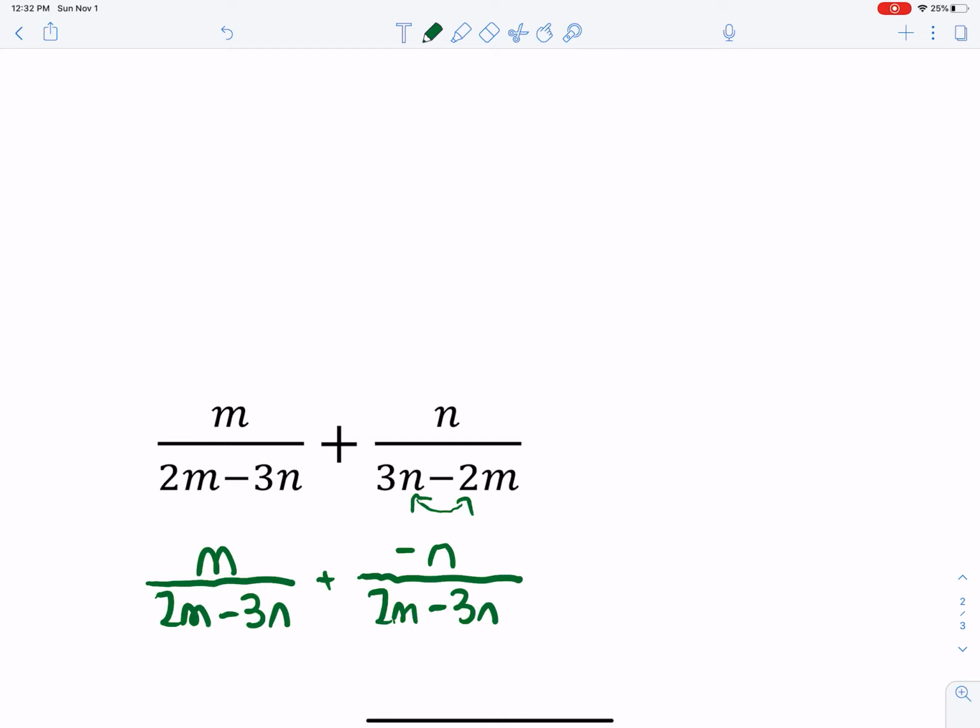And now those fractions already do have a common denominator of 2m minus 3n. And for the top part, I just combine those. M plus negative n is the same thing as m minus n. So the point of this example is to show you just a time-saving trick. Instead of multiplying by a whole bunch of stuff, I can get a common denominator here just by switching the order on the bottom of the second one. If you switch the order on the bottom, you put a negative sign in front of the top.